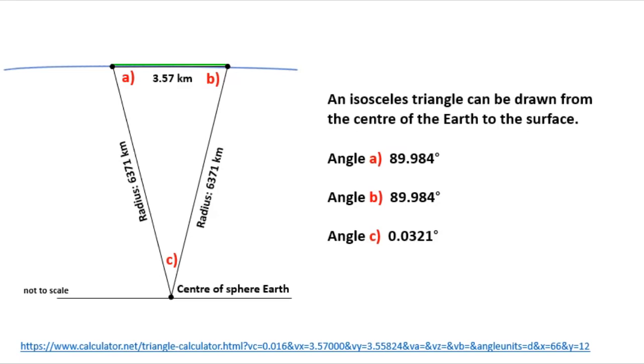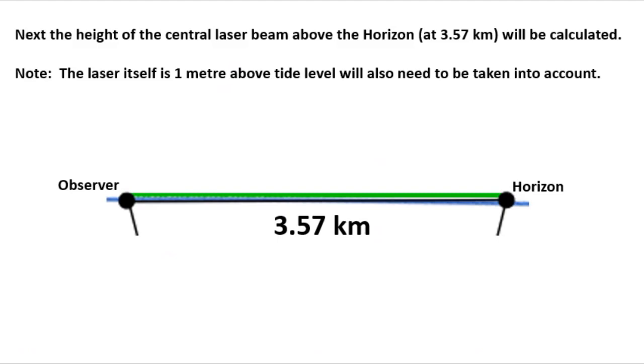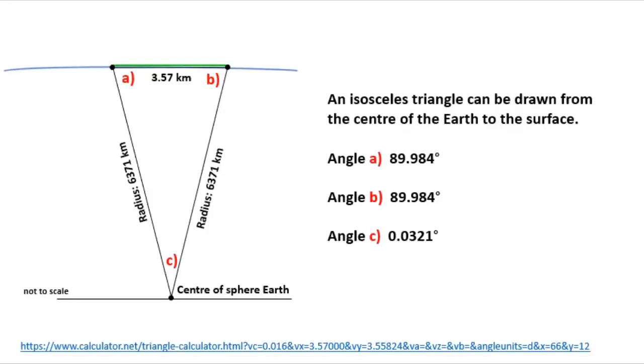An isosceles triangle can be drawn from the center of the Earth to the surface. Here are the degrees of each of the angles. Next, the height of the central laser beam above the horizon at 3.57 kilometers will be calculated. Note, the laser itself is 1 meter above tide level, which will also need to be taken into account. Again, an isosceles triangle can be drawn from the center of the Earth to the surface. Again, here are the angles in degrees.